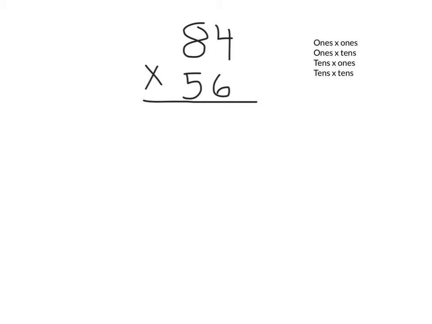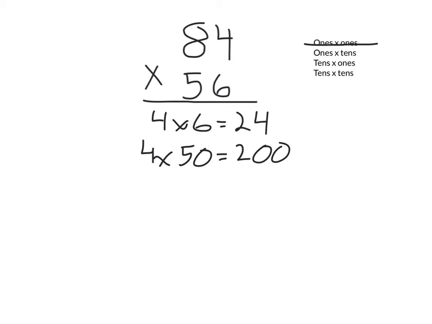So we're going to start off by doing ones times ones, and that is 4 times 6. And we've done the ones times the ones. Now we're going to do the ones times the tens, so ones times tens, 4 times 50. That's $200. We're going to cross that ones times tens off. Now we're going to move on to the other tens times the other ones. So these tens times these ones, 80 times 6. And that is 480.